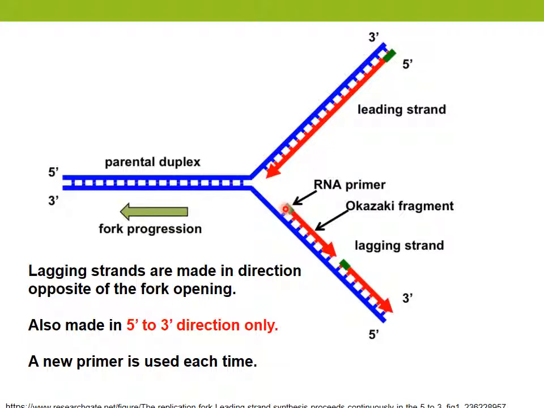First you build a little RNA primer, and then you make the DNA. And now, if you can imagine this opening, you're going to make a primer and DNA, and a primer and DNA, and primer, DNA. So you have to back up. So lagging strands are made in the direction opposite of the fork opening, only made in the 5' to 3' direction. A new primer is used each time.